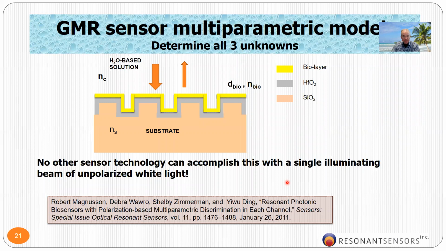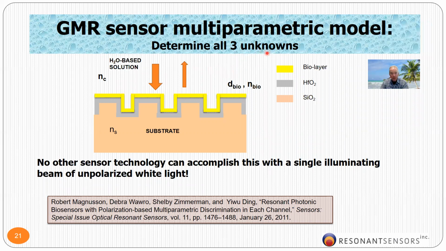So as I said, this sensor is multiparametric because we can use multiple resonant modes to determine all three unknowns. The unknowns are the biolayer thickness, the refractive index of the biolayer, and the refractive index of the background solution, because it can change. Sometimes you can assume it's constant, then you just have to deal with two unknowns. And there is no other sensor technology that can accomplish this with a single unpolarized beam of white light. That's a very economic solution.